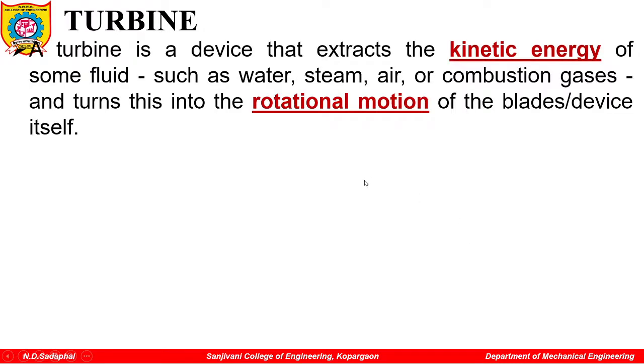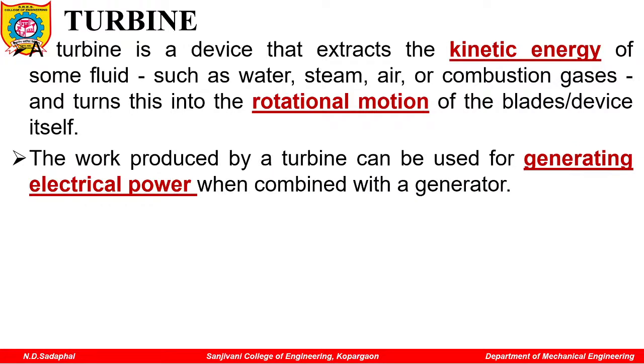So what is a turbine? A turbine is a device which extracts the kinetic energy of a fluid like water, steam, air or combustion gases and converts that kinetic energy into the rotational energy or rotational motion of blades or a device. So this device is called a turbine.